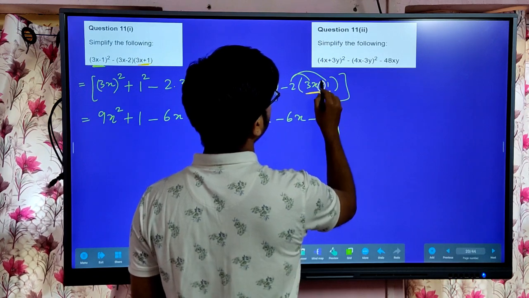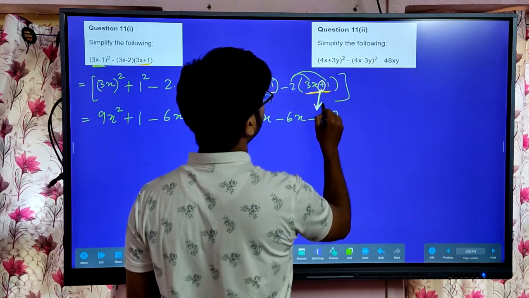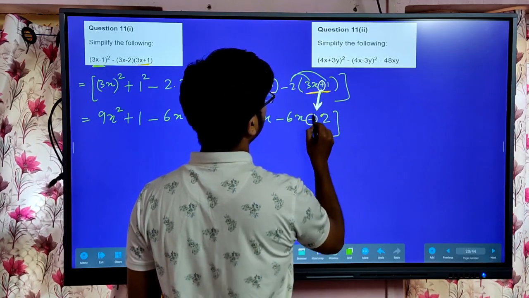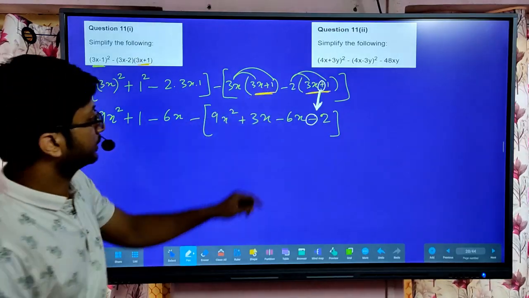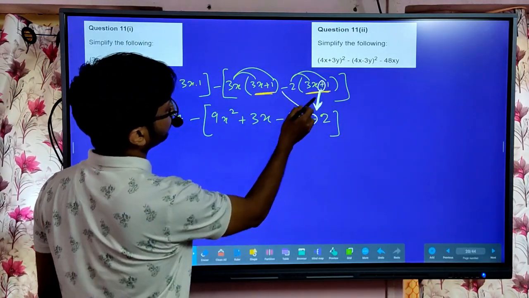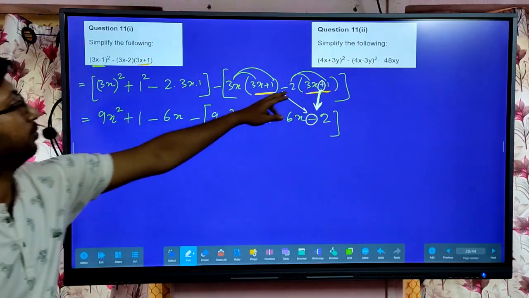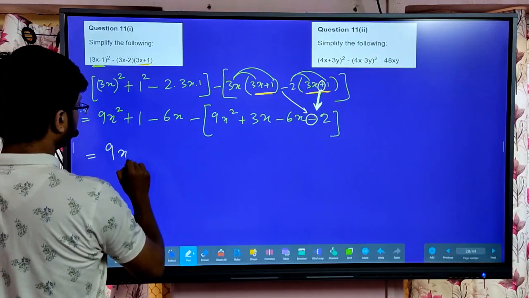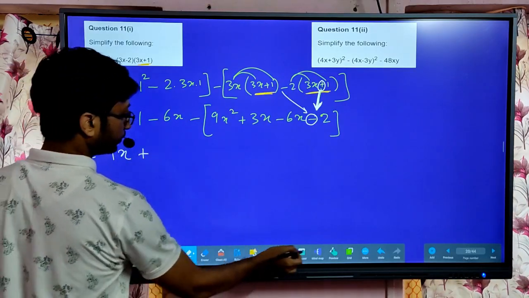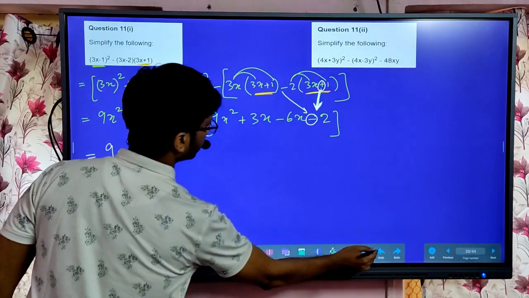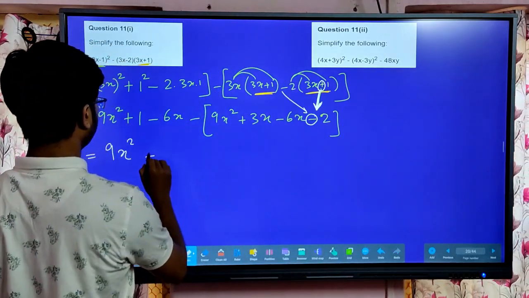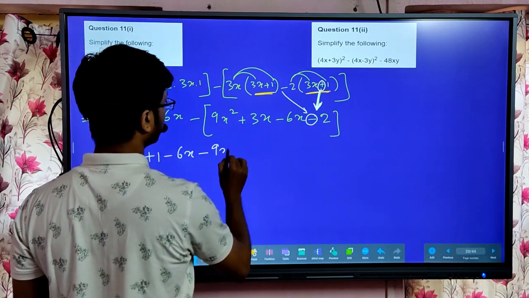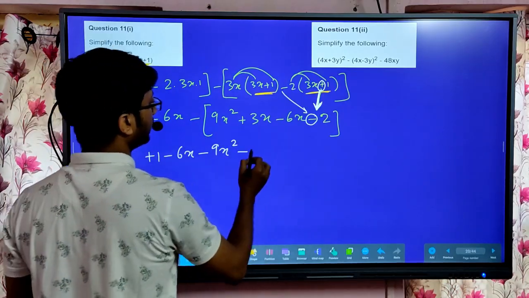This sign will change to minus, because this minus sign is there. Okay, plus minus, plus and minus, minus. So the result will be 9x square minus 9x square plus 1 minus 6x. So open this up, minus 9x square. All the signs will change. This will be minus.